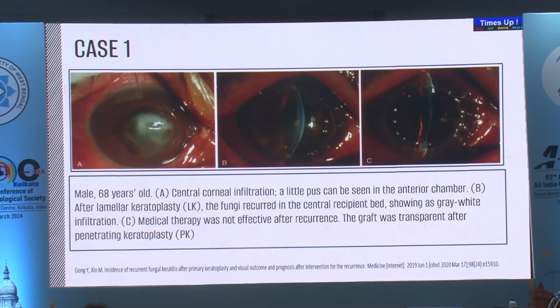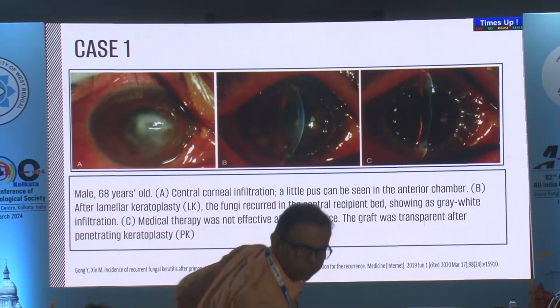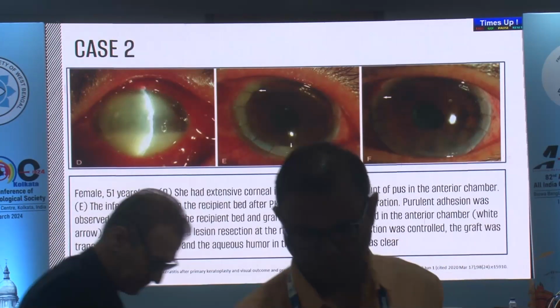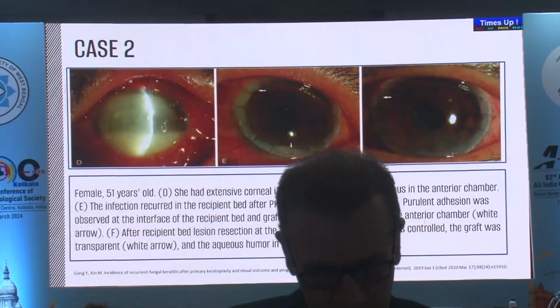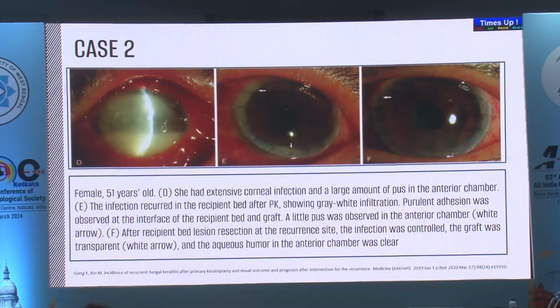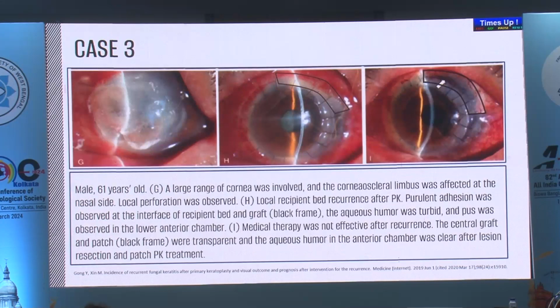So, if we talk about the recurrence, as Vanati ma'am was discussing the lamellar keratitis, therapeutic keratoplasty. The interface has to be looked at intently on each visit if we've done a therapeutic keratoplasty. Here we can see a grayish white infiltration in the interface, which was treated with a penetrating keratoplasty. Similarly, at the graft-host junction, here you can see a gray white infiltration where the infected rim is excised, and then medical treatment is continued.